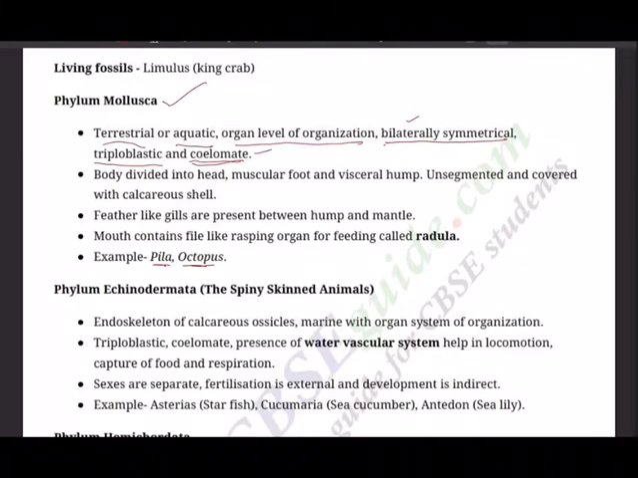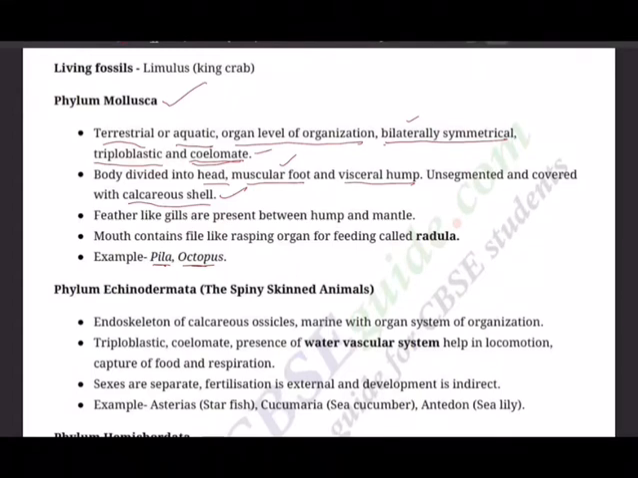The body is divided into head, muscular foot, you see, first time foot has come, and visceral hump. Unsegmented. Previously we said segmented, metamerization. Here unsegmented and covered with calcareous shell. This is the new thing. So the exoskeleton has got calcareous shell. That's why we see cone, shanku.